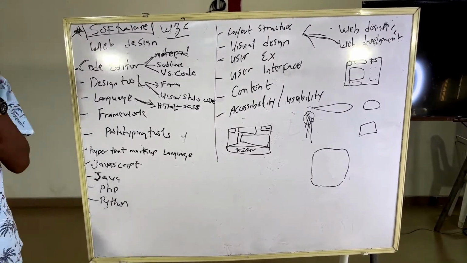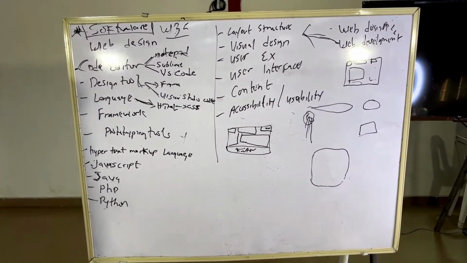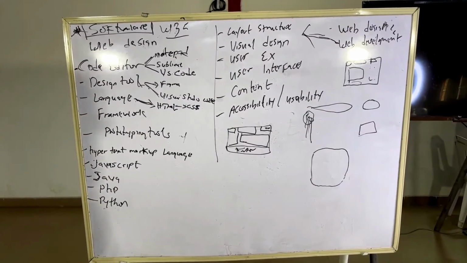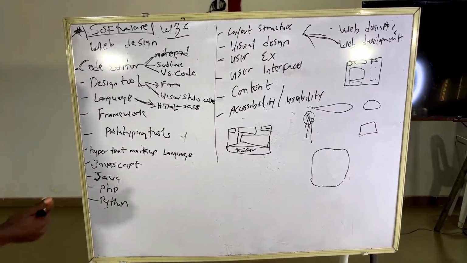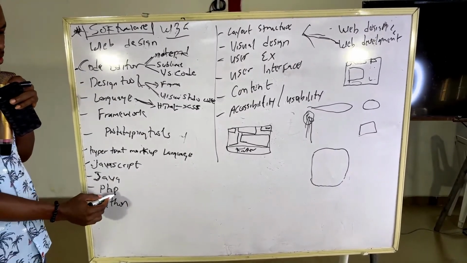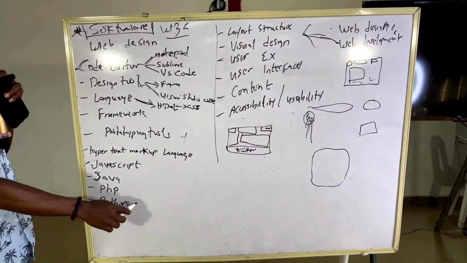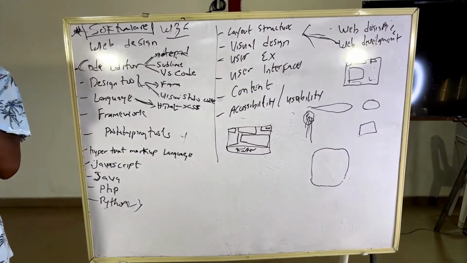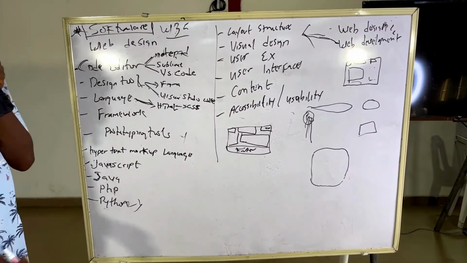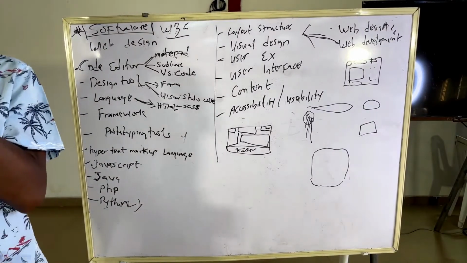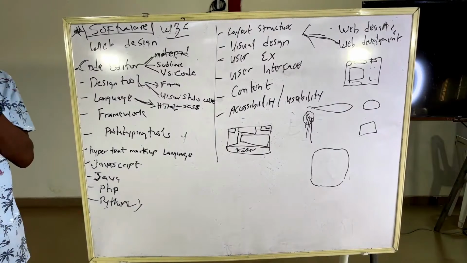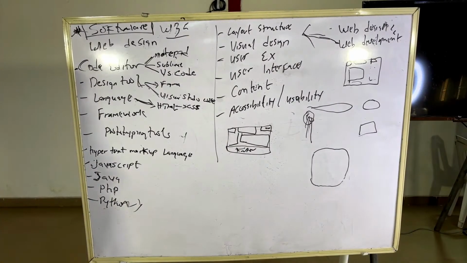Then this PHP, it's also like a framework too. It's also a language. I will try and give us a snippet on that later on. And this one, they use it more in machine learning, and also maybe in some robotics. Yeah, they use Python for that. Then, yeah, that's for language.